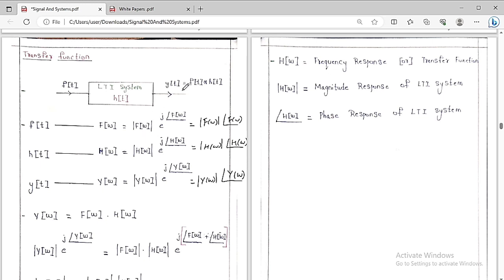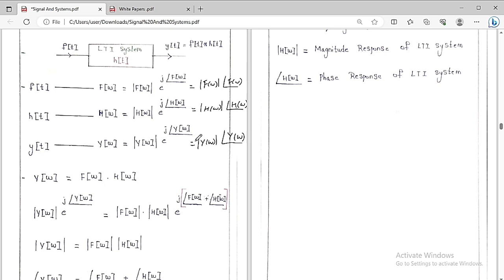I already told you that convolution in the time domain becomes multiplication in the frequency domain. So y(t) is equal to f(t) convolution h(t), therefore Y(omega) is equal to F(omega) into H(omega). You know these values, so I substitute the polar forms here. If you multiply, the magnitudes get multiplied and the phase angles get added. So mod of F(omega) into mod of H(omega) into e to the power of j of the phase angle of F(omega) plus the phase angle of H(omega).